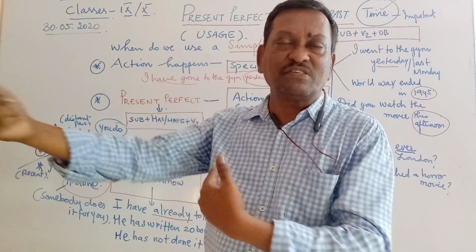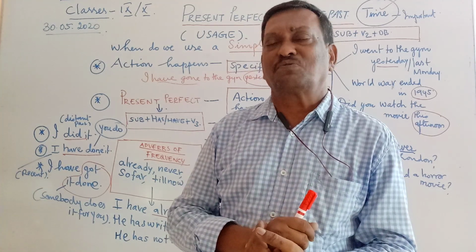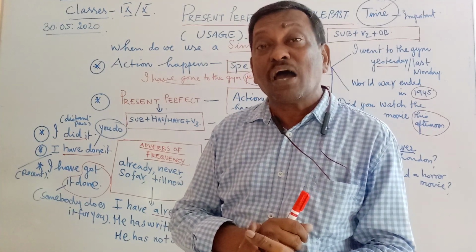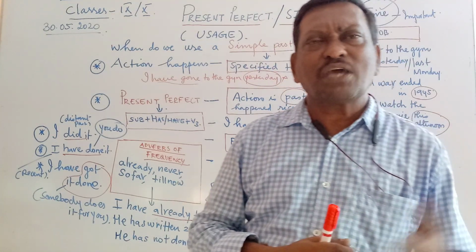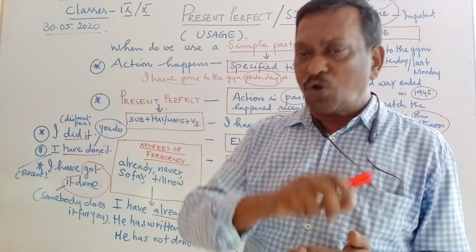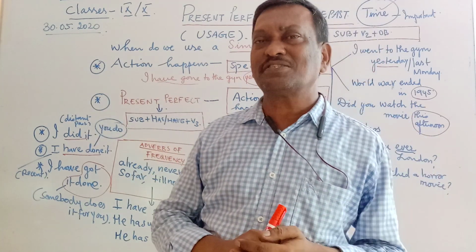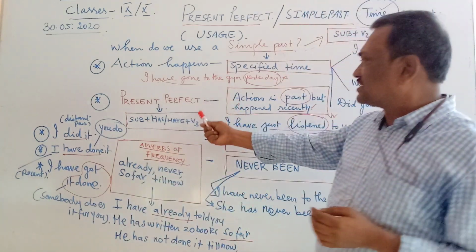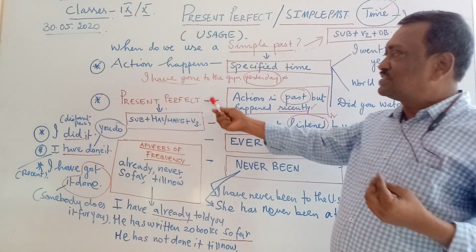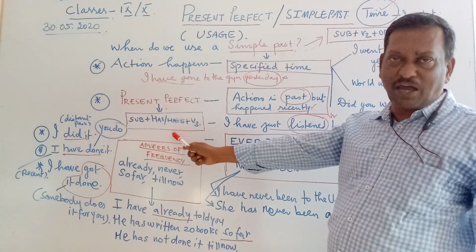You're coming out of a theater after watching a film. Somebody asks you, what have you done? Or where are you coming from? You say, I'm coming from the theater and I've just watched an interesting movie. So, any action which has been completed in the recent past can be written or spoken with the present perfect. And keep the formula in mind.